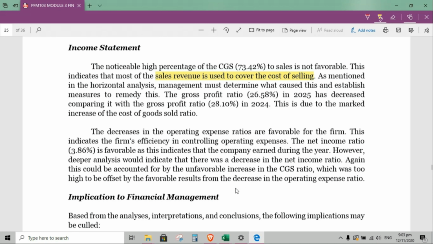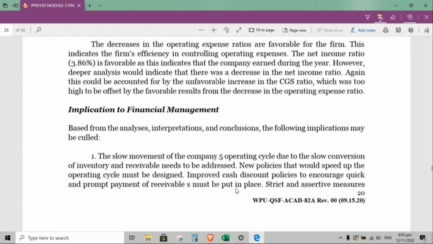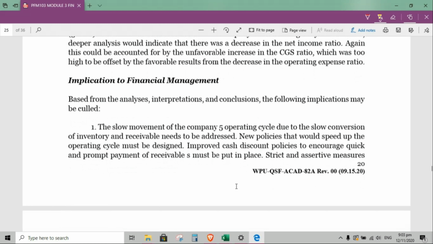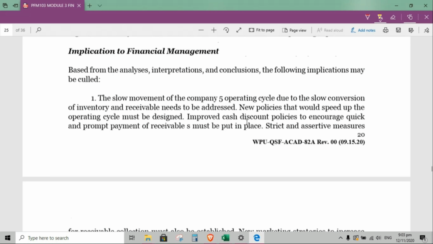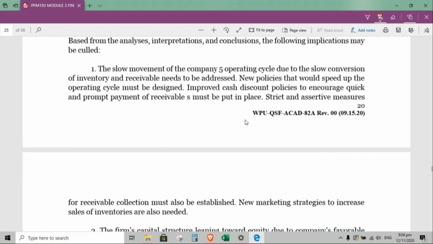Okay, so, ngayon, ano yung implications ng mga yan dito sa financial management? Okay, based from the analysis, interpretations, and conclusions, so the following implications may be okay. First, the slow movement of the company's operating cycle due to the slow conversion of inventory and receivable needs to be addressed. So, kailangan bantayan yung kanilang slow conversion of inventory and receivable needs.